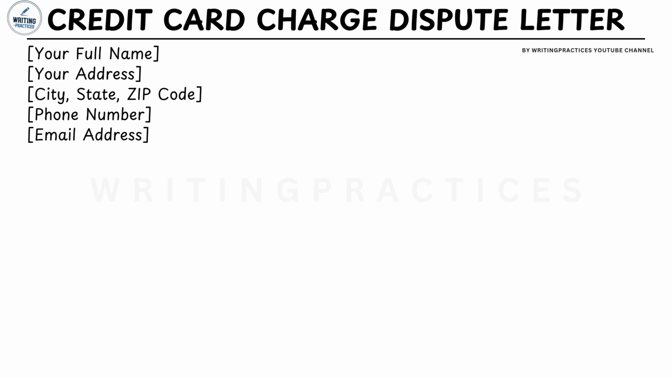Sender information. Start by writing your personal contact information at the top of the letter. For example, Emily Parker, 1458 Willow Street, Orlando, Florida 32801, 407-555-4812, emily.parker@email.com. This section identifies who is submitting the dispute and provides your credit card company with the contact information needed if additional verification or documentation is required.